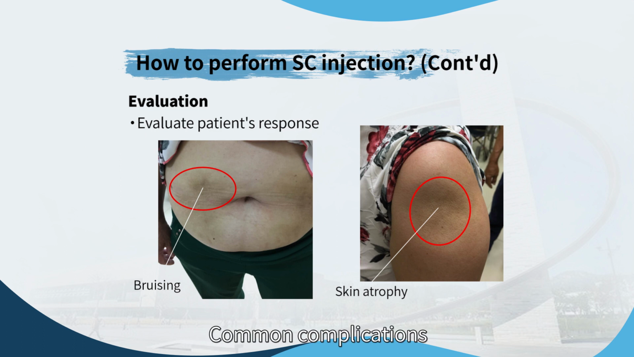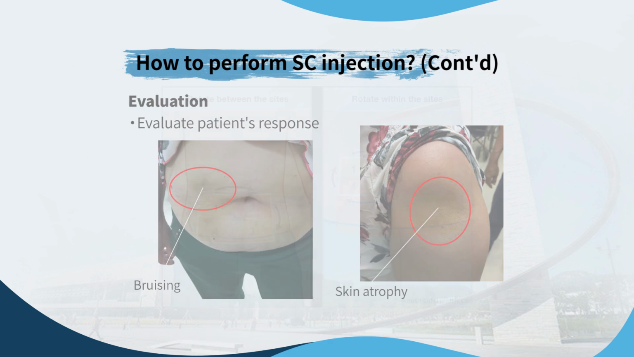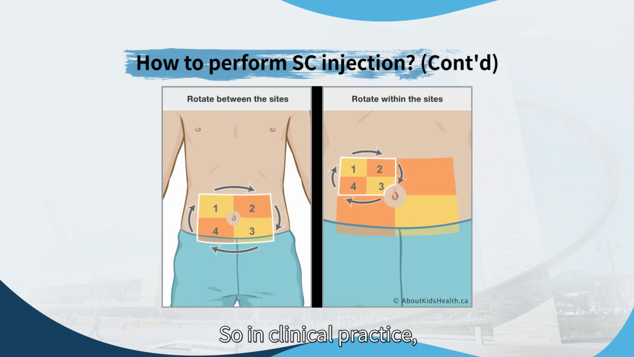Common complications for SC include severe pain, redness, swelling, bruising, and allergic reaction. One important measure to prevent bruising is to rotate injection sites. So in clinical practice, for diabetic patients, we should make a plan to alternate the insulin injection sites. Instruct the patient to keep the injection sites about an inch apart.